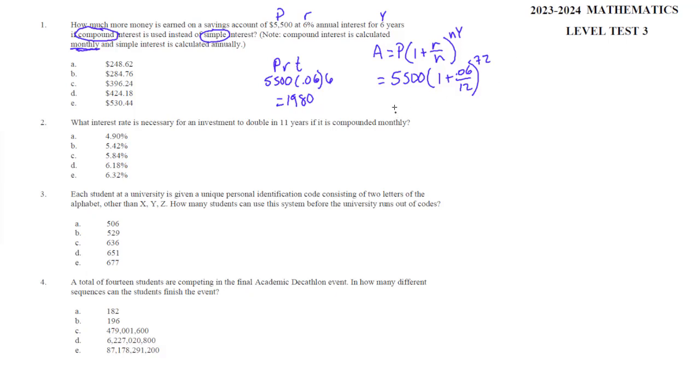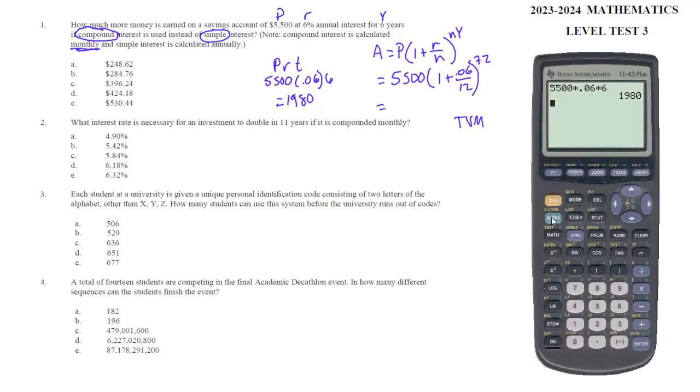Notice this can also go into the TVM solver, and I'm going to use that in the calculator. Let's do that by going to Apps, Finance, TVM solver. Good. So the number of periods is 72, 6% interest. The principal value, we invested 5,500, and that's why it's a negative. It's going away from us. We have no payment. The final value we're going to compute, and it's monthly.